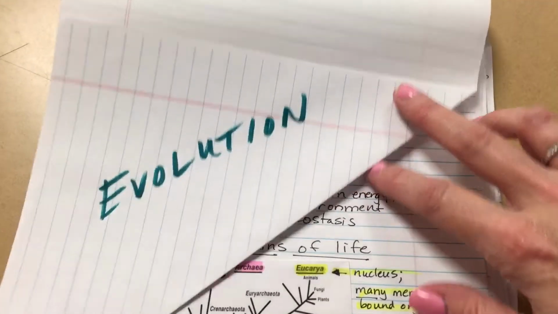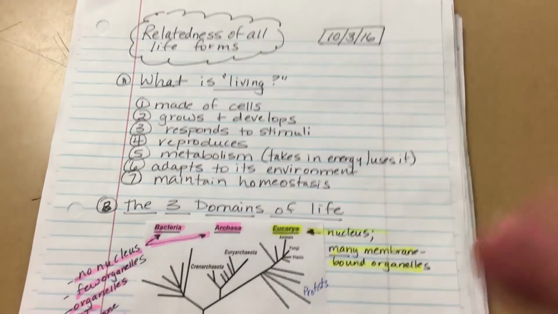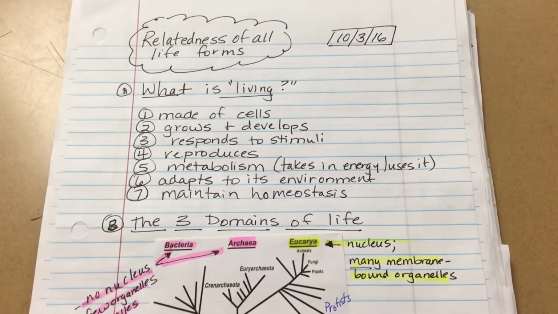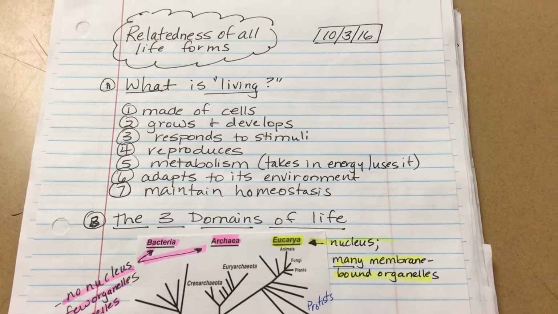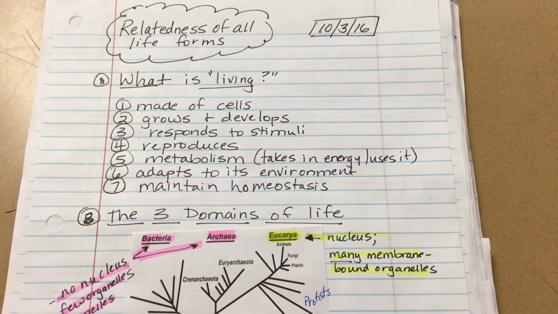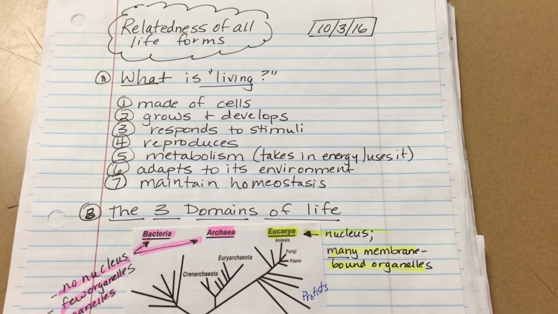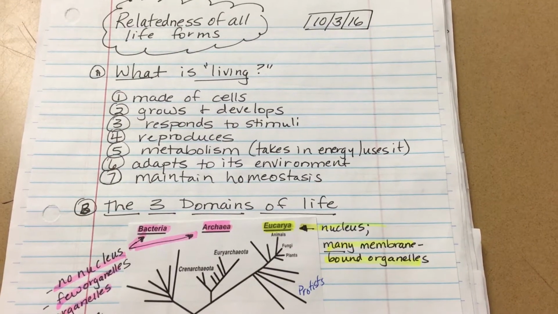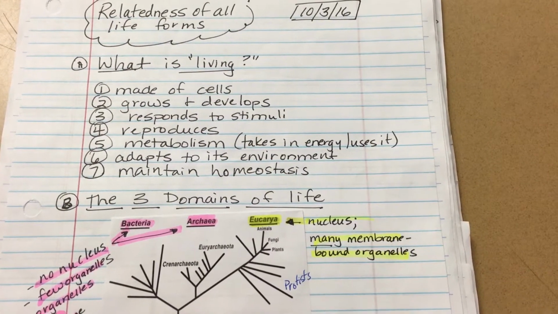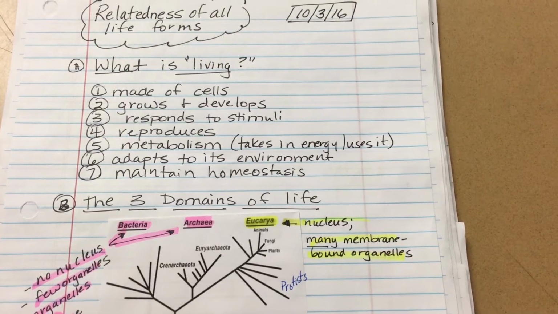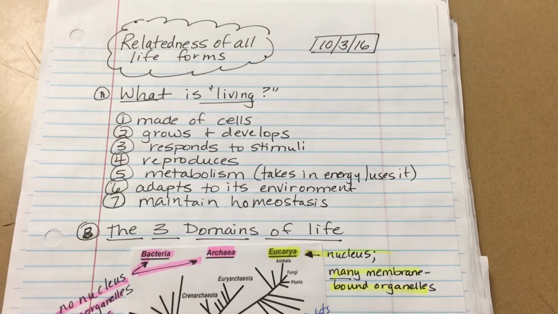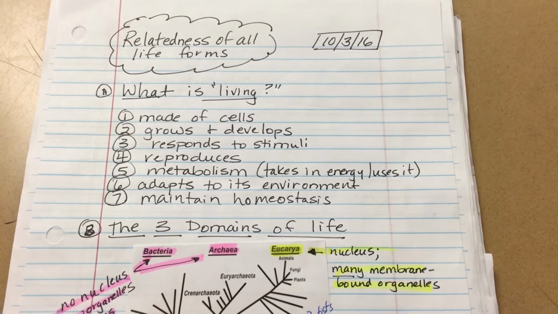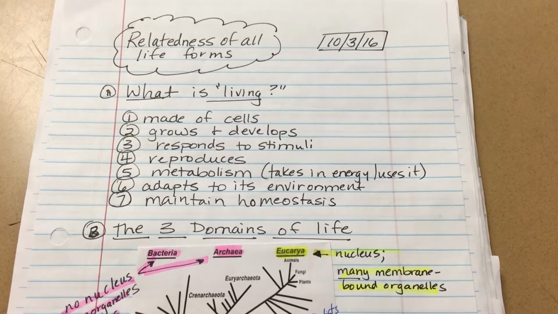So the first thing that we did is we talked about what is a living thing. And so we defined some of the characteristics of living things, like they're made of cells. They have to be able to grow and develop, respond to stimuli, reproduce. They have to be able to adapt to their environment, maintain homeostasis, and they exhibit metabolism. That is, they take in and use energy. So that was the first thing that we did, is we defined what is alive, or what is life.